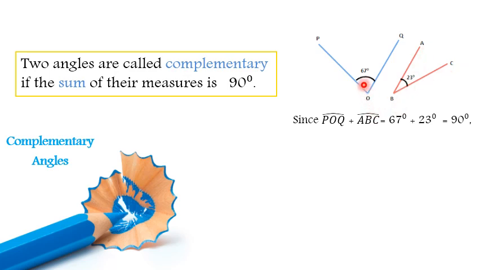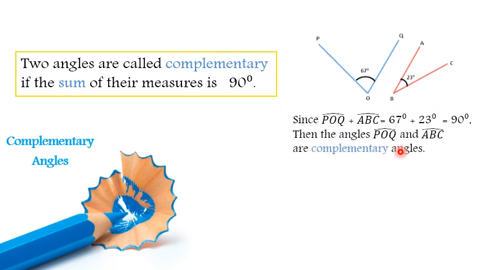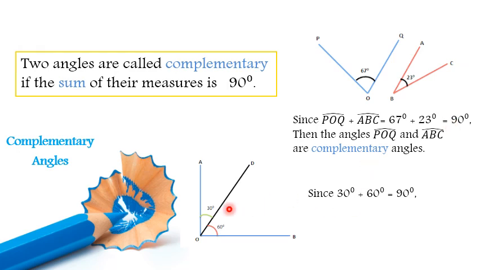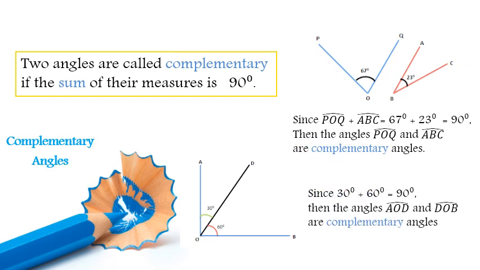So this angle is called ABC. Let's add them together: 67 plus 23 equals 90. So simply I can say that POQ and ABC are called complementary angles. Why complementary? Because their sum is equal to 90 degrees. Another example: here I have angle AOD equal to 30 degrees and DOB equal to 60 degrees. If I add them together, 30 plus 60 equals 90, then they are complementary angles. Okay?